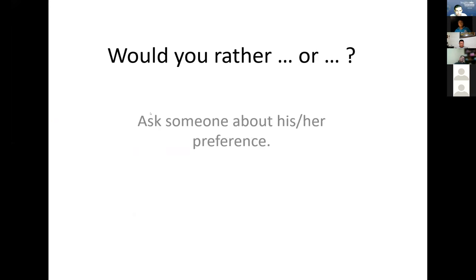Would you rather, okay, would you rather is, for example, when we ask for a preference, for an option. It is like when we say, ¿qué prefieres? O ¿qué preferirías? ¿Hacer esto? O hacerlo otro. Okay, estamos dando dos opciones. Would you rather, preferirías. Ask someone about his or her preferences. Cuando preguntamos a alguien por sus preferencias.